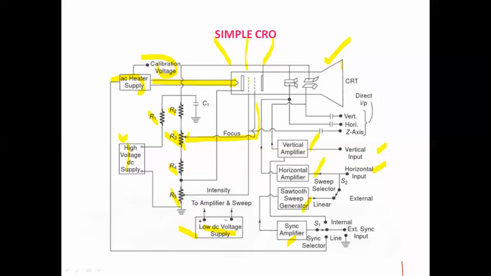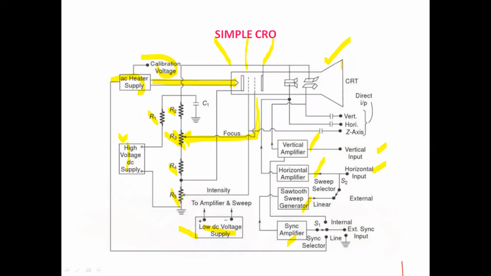On the front panel there is a focus knob. When we change the focus knob, the waveform appears wider if the focus is increased, and thinner if the focus is reduced. So using this R3 potentiometer, which is connected to the focusing anode, it varies the potential at the focusing electrode, and it is known as focus control.